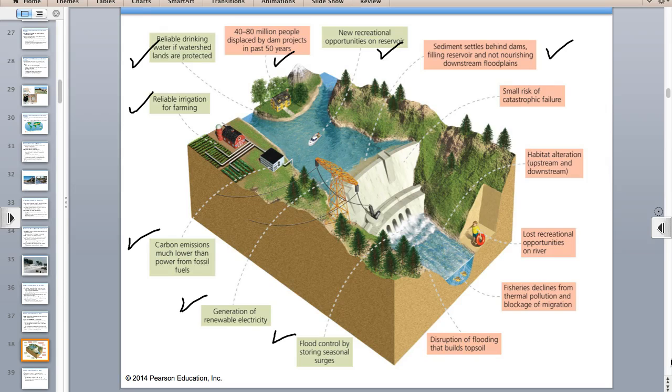Okay, so you do have a small risk of catastrophic failure. That seems like such an oxymoron. There's a small risk of catastrophic failure. So anyway, habitat alteration. So if you're like a trout and you live in the water, and then it turns into a lake, like there's such a thing as a lake trout, but it's a different species from a rainbow trout that lives in rivers. So it's a different niche. Lots of recreational opportunities like fishing for trout or kayaking or whatever.